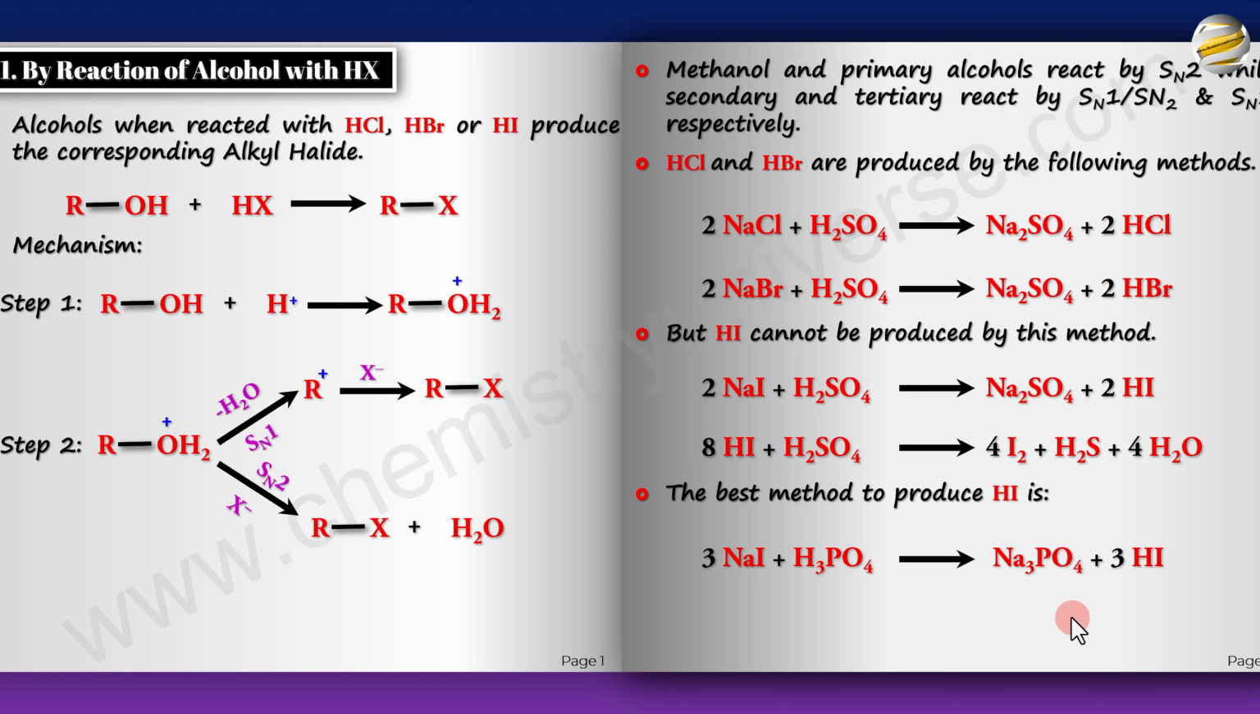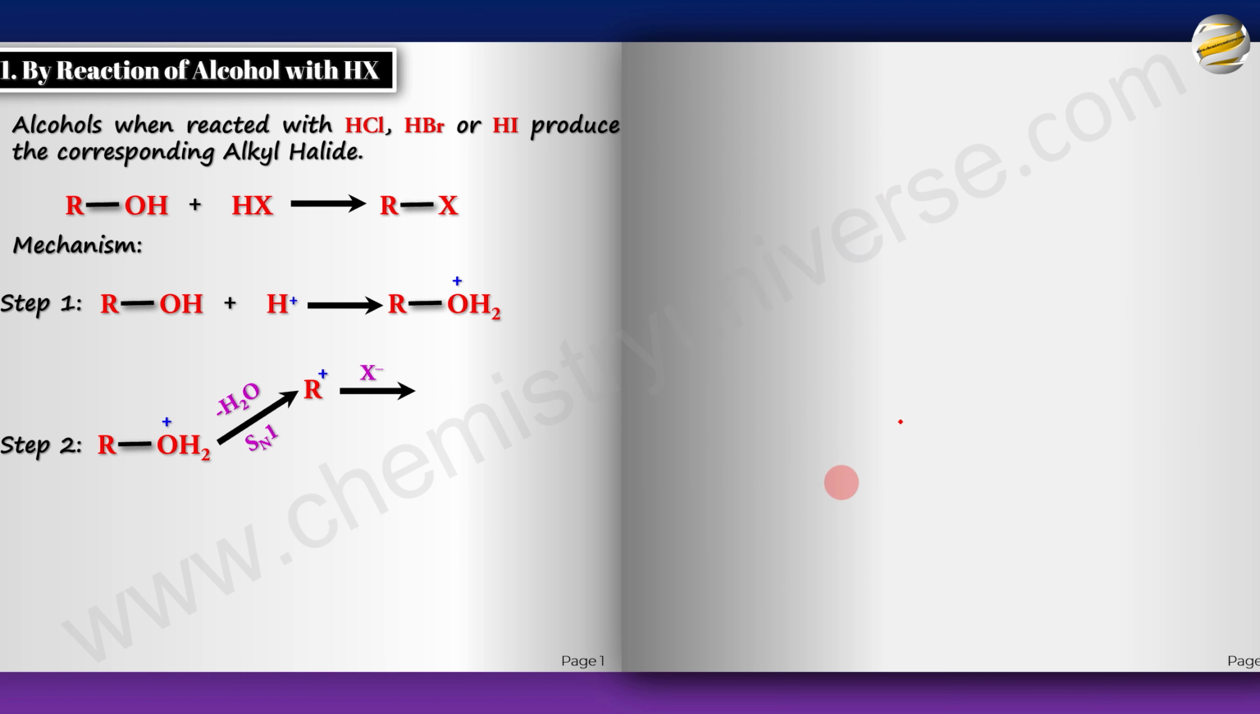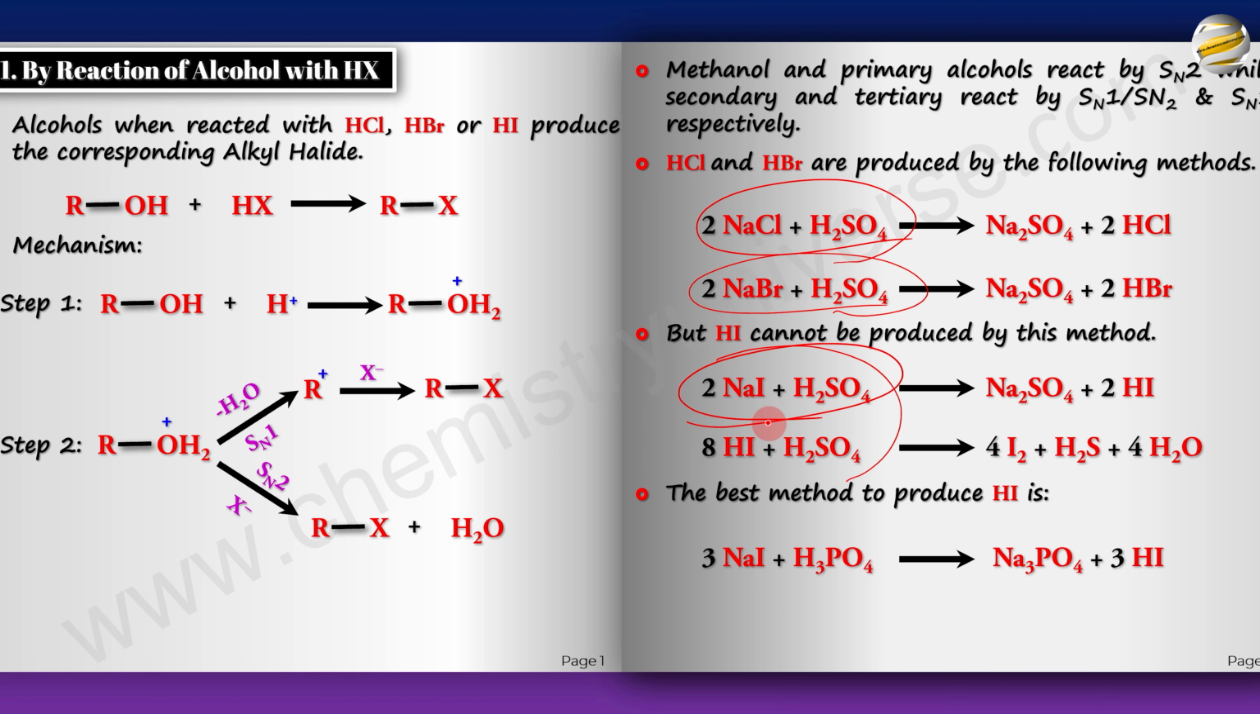So if you are given reactants, instead of HCl, they give you a combination of this, you know HCl will be produced. If they give you a combination of this, you know HBr is being produced. And if they give you a combination of this, you know HI will not be produced, and I2 anyway is not going to react, so there will be no reaction.